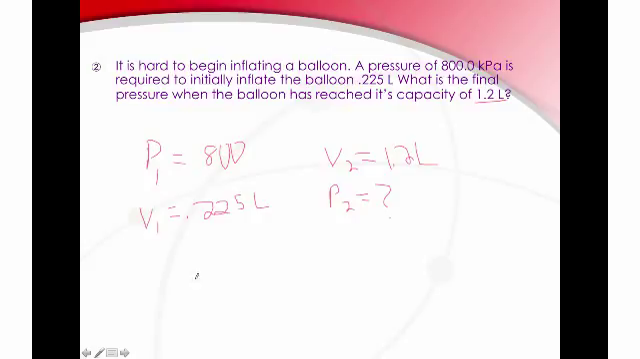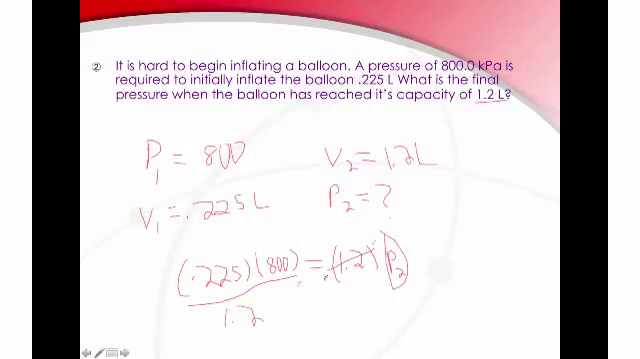So V1, 0.225, times P1, our 800 kilopascals, equals 1.2 times our P2. So we would multiply these across and divide by 1.2, and this expression would give us P2.